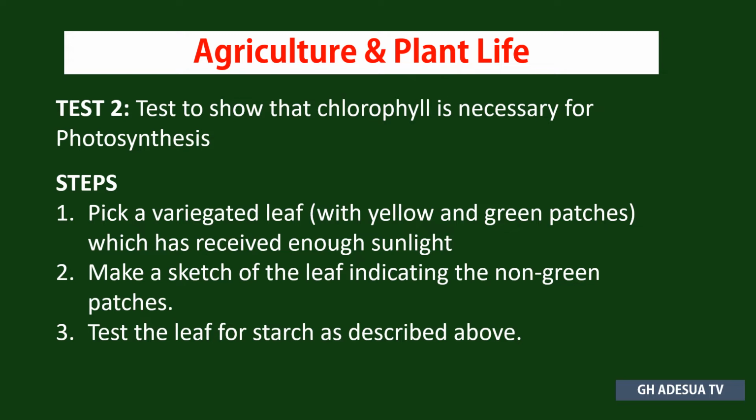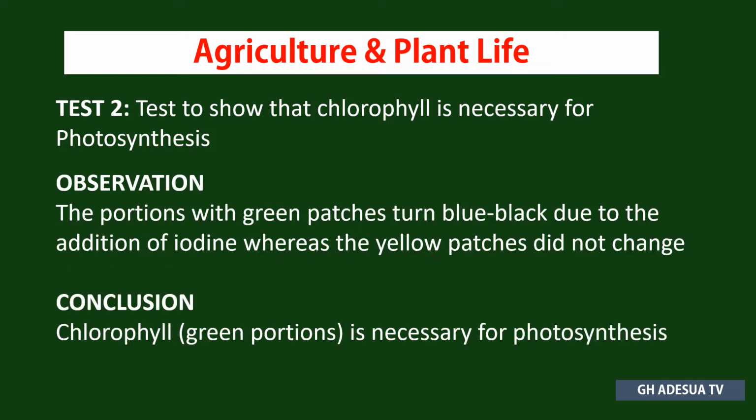Then, after noting these down, you test the leaf for starch, as was described in the first experiment. You take it through all the various steps that you did. However, in this one, when adding the iodine, you look out for the non-green portions and you add iodine to those portions and look at the color change.